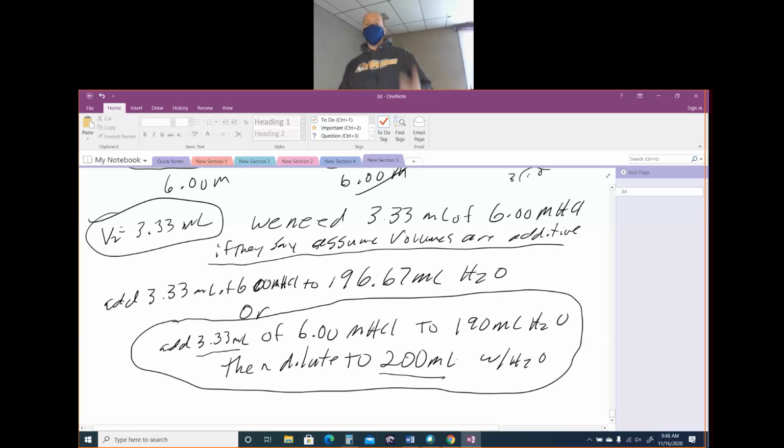You could never dilute to 200. You have too much already. You have to make sure that when you add those two things together, it's less than the total volume required. Then you dilute to the mark with water.